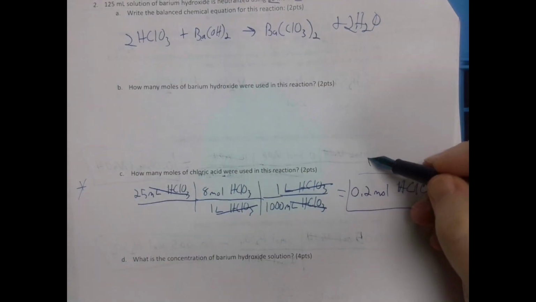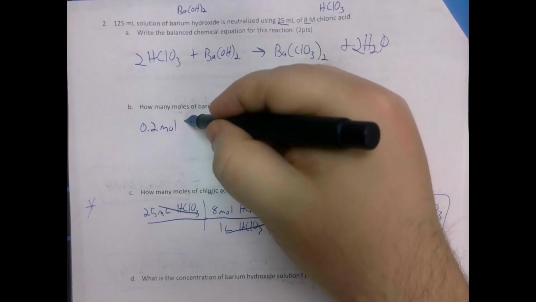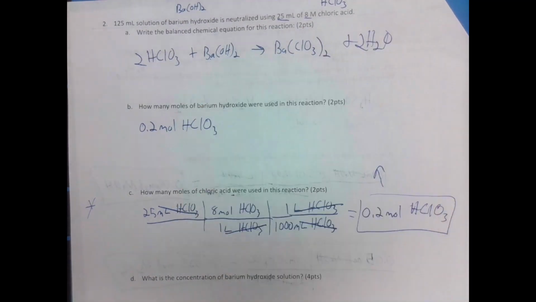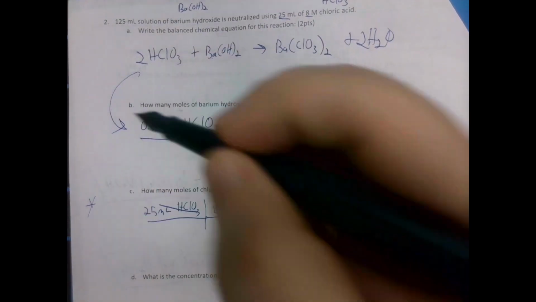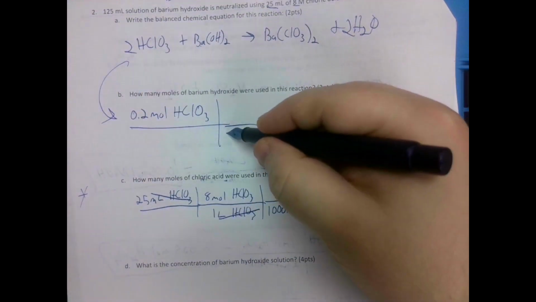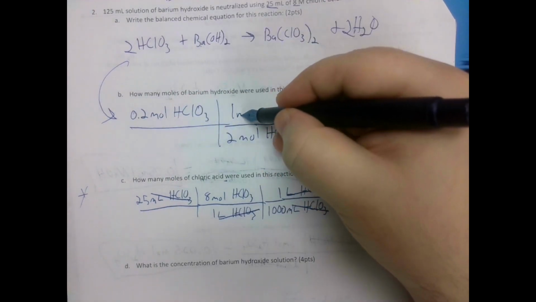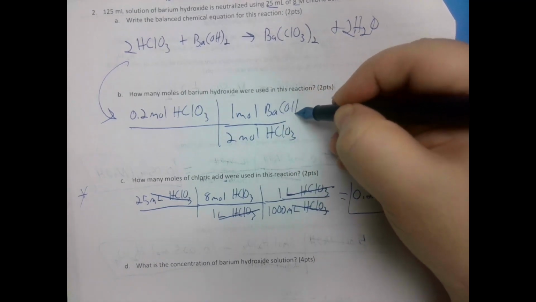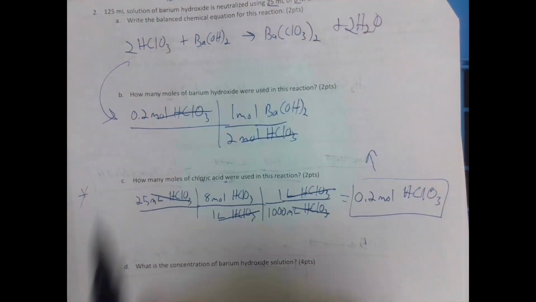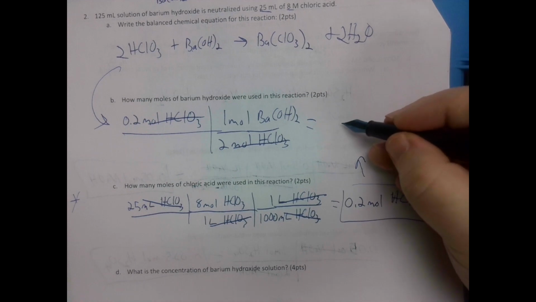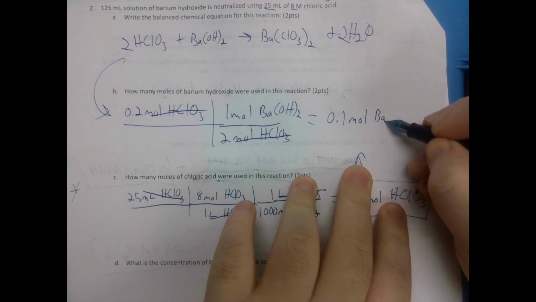Now we can come back and do this problem. Given this information, I want a conversion factor of chloric acid to barium hydroxide. Well, this will tell me it. I know I have 2 mole of chloric acid for every 1 mole of barium hydroxide. Mole chloric acid cancel out, leaving us with moles of barium hydroxide. And that's equal to 0.1 mole of barium hydroxide.